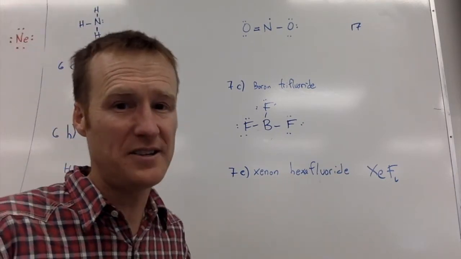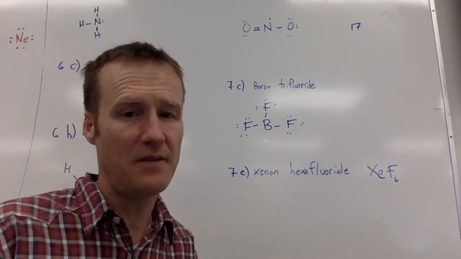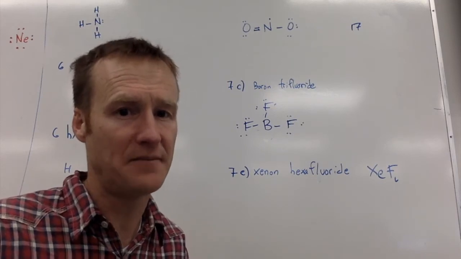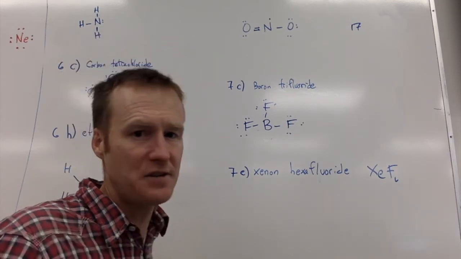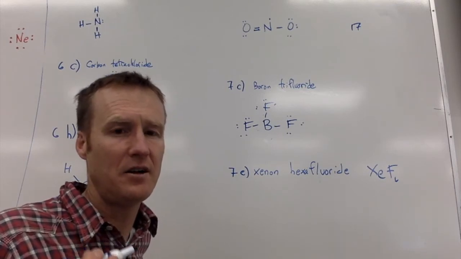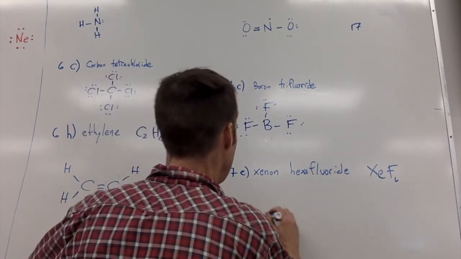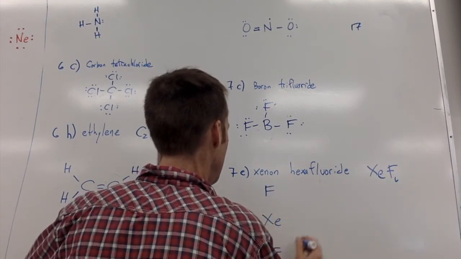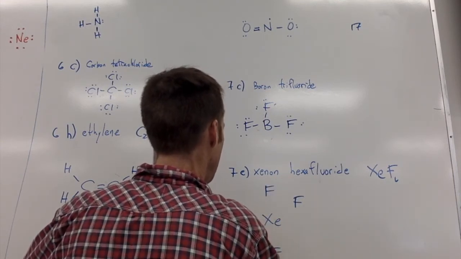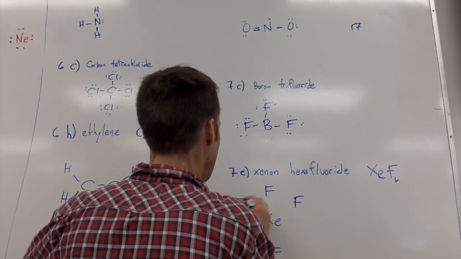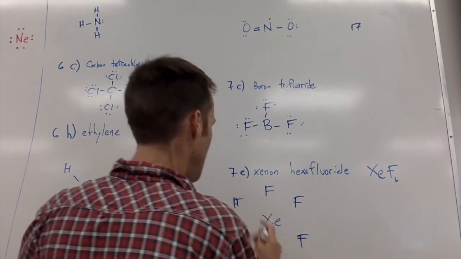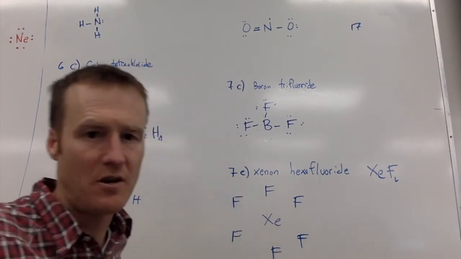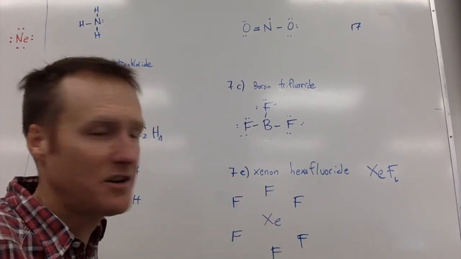Here, all we really need to do is to acknowledge that we've got a xenon with 6 single bonds with fluorine atoms, and that each of the fluorine atoms has got 3 lone pairs. Xe, and then we just draw a nice kind of hexagon around it.